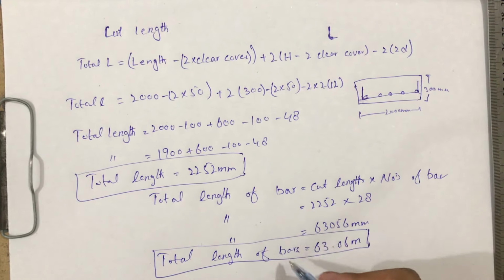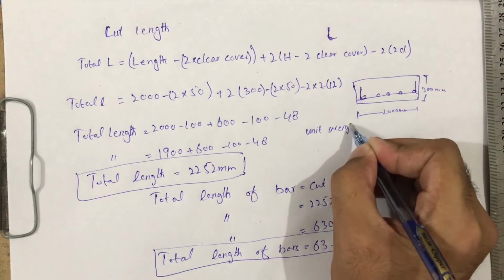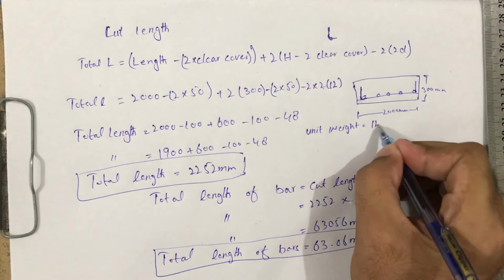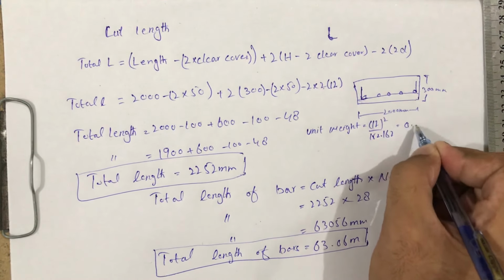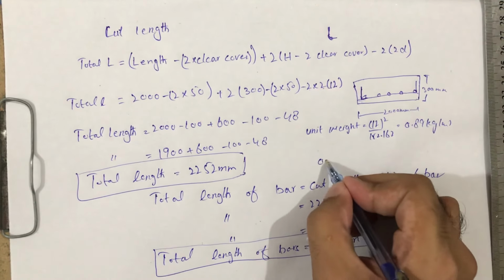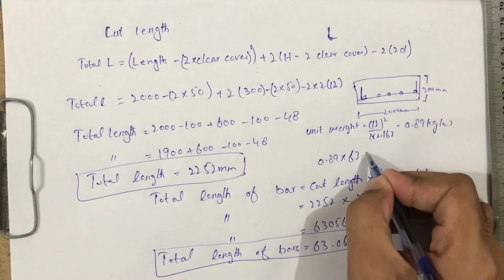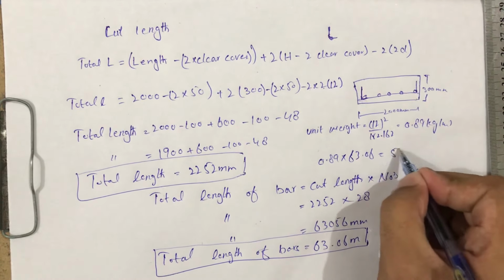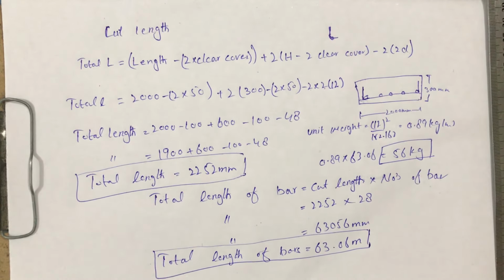If you want to find the weight, so for that unit weight is equal to 12 square divided by 162. It will give us 0.89 kg per meter. So 0.89 multiplied by 63.06 will give us 56 kgs. So this is all about bar bending schedule for column footing and its cut length.